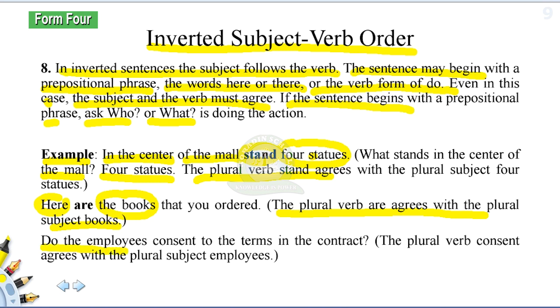Do the employees consent to the terms in the contract? Question. So the plural verb consent agrees with the plural subject, the employees. The employees is a plural subject, and consent is a plural verb. So if you have a plural subject, a noun, you're going to use a plural verb. Did the employees consent in terms of the contract?